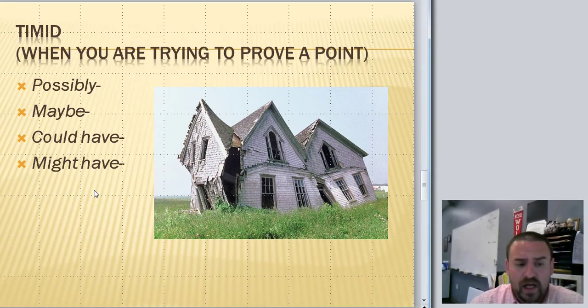Other problems that I want to talk about is when you're timid in your writing, when you're not speaking or writing with authority, like you know what you're speaking about or writing about. A lot of times students will write, this possibly happened, or this could have happened, or this might have happened. Well, you're the one that did the research. You're the one that read. You're the one that I am trying to figure out, do you know this or not?